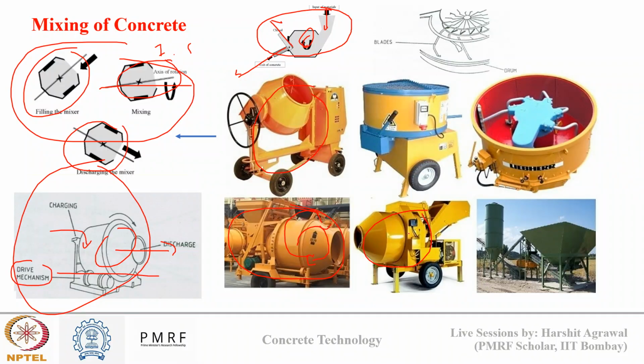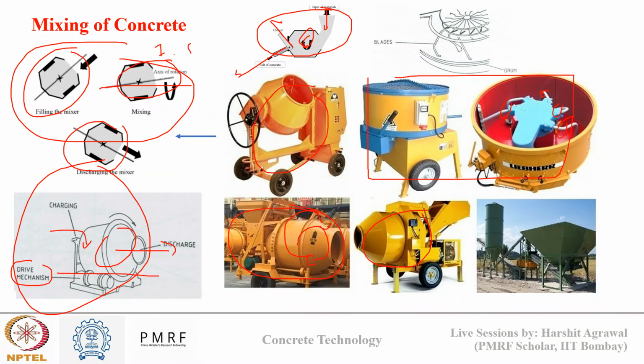Then after drum type mixers, we have the pan type mixer that you can see here. It consists of a circular pan in which concrete is mixed, and mixing is done using blades which are present inside the mixer.